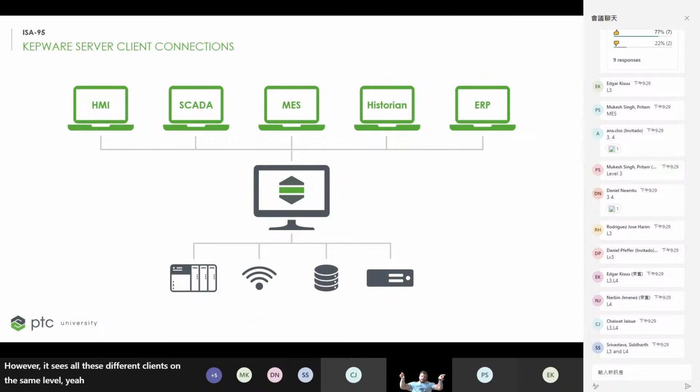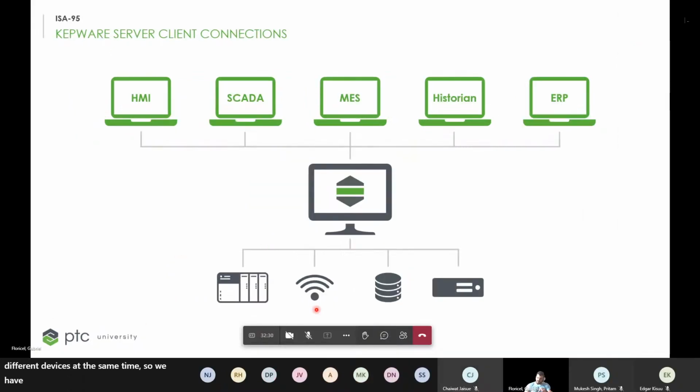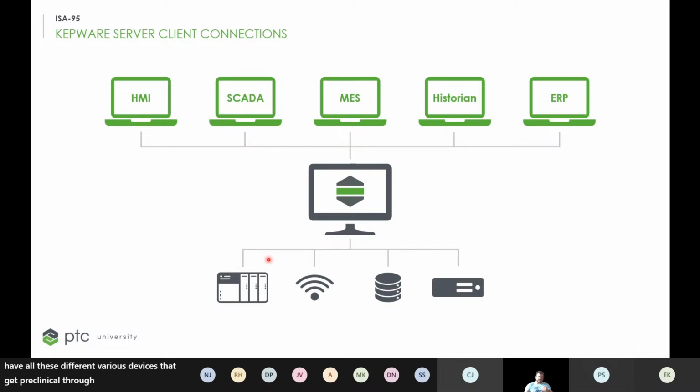Not only that, Kepware can connect to different devices at the same time. So we have all these various devices that Kepware communicates to. It uses its drivers to communicate with devices. We're going to go into device communication a bit later. And then it can send this data to multiple clients simultaneously. And here you have all these different levels calling this data. You have level 4 here, level 2 here, level 3 here, and they're all the same. And they can get that data simultaneously from these devices.